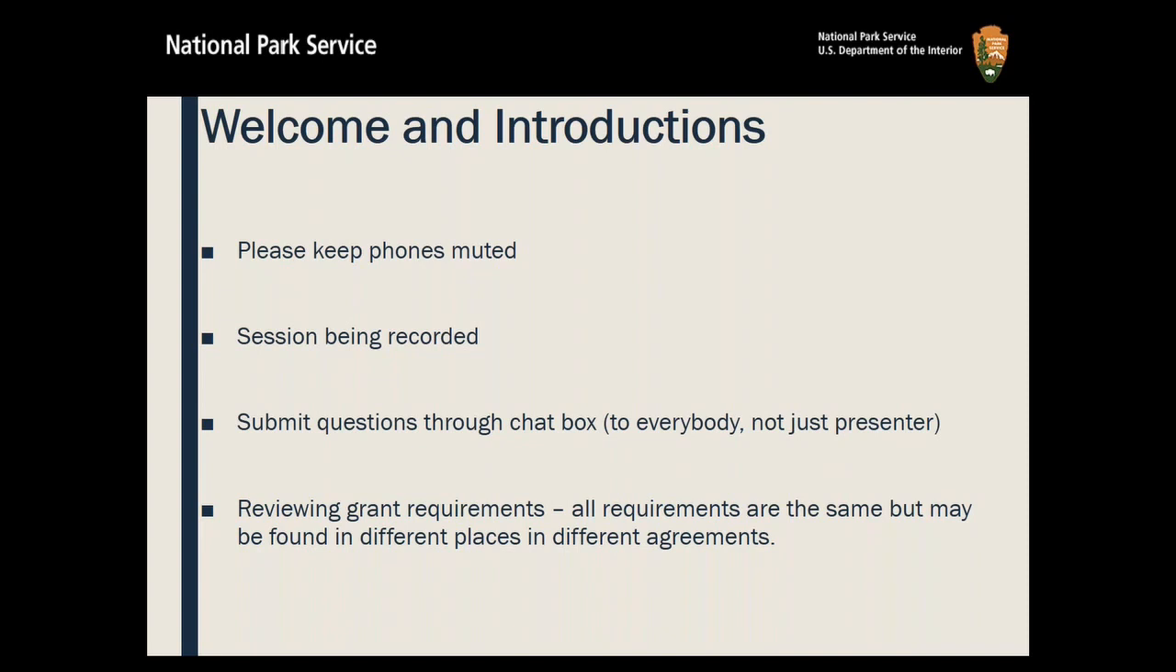Today we'll be reviewing your grant requirements. The grant requirements are the same for all of your various programs, but they may be found in different places within those grant agreements. So we just wanted to make that distinction. If you've had a grant agreement with us before, they're not all identical, so there may be some slight differences between those grant agreements. So just make sure that you've reviewed it in its entirety.